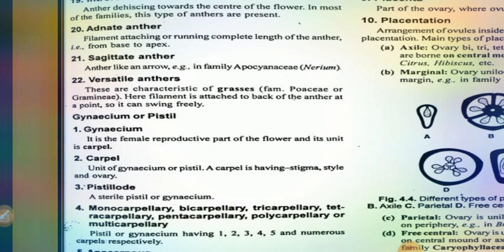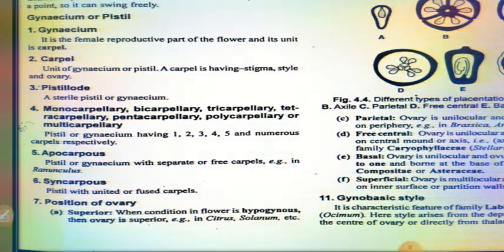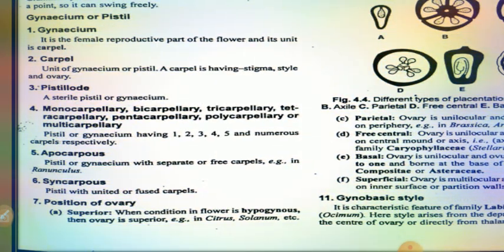Pistillode means the sterile pistil or gynoecium. It is of various types: monocarpellary, bi, tri, tetra, penta, poly, or multicarpellary. So on the basis of the pistil or gynoecium having 1, 2, 3, 4, 5, and numerous carpels respectively, it is known as different types. Then comes the apocarpous.